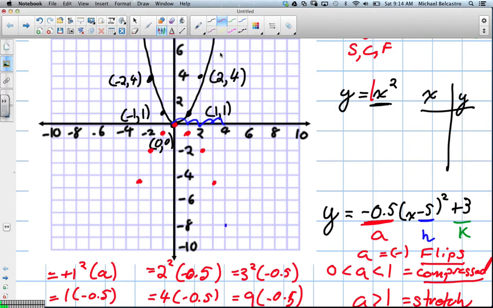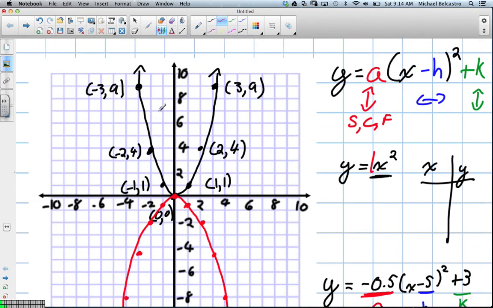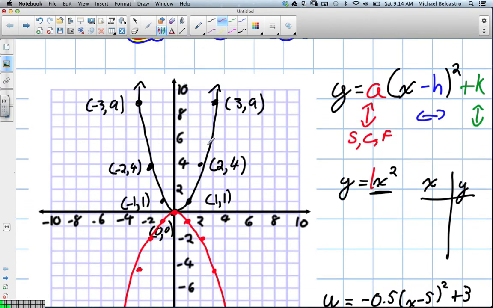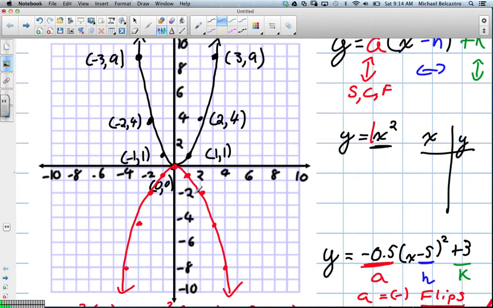So what do we want to look at? We do the same on the other side, over 4, down 8. And now I just connect my dots, so this is what it's going to look like. Now, it doesn't look like a big difference, but it is compressed compared to the one before. The one up there is a little thinner than the one down here.